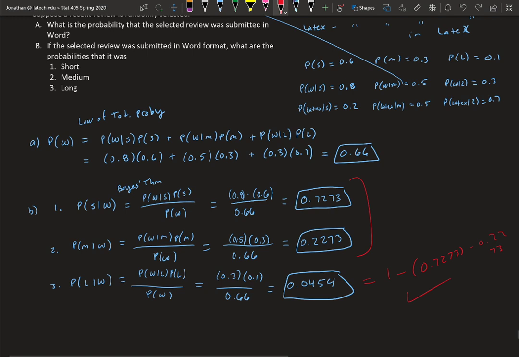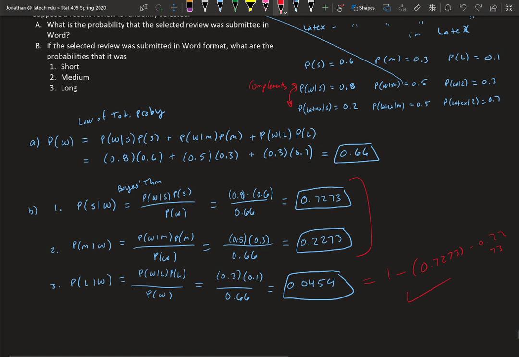Sometimes you can use that complement thing, kind of like here. These are complements. Because if it's a short document, it's either Word or LaTeX. If Word is 0.8, then LaTeX has to be 0.2. Same thing here. If it's a medium document, then 50% of them are Word, then the other 50% have to be LaTeX. And the same thing here. If it's a long document and 30% are Word, then the other 70% have to be LaTeX.